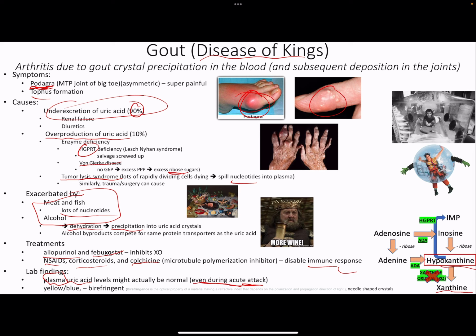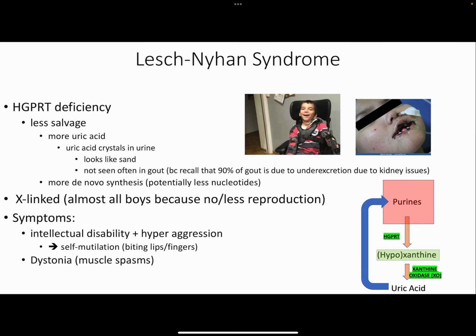Also, you'll see yellow-blue needle-shaped crystals that have a negative birefringence, which is this test they do where the refractive index of something varies depending on the polarization of light. You don't need to understand the physics of it too much. Just yellow-blue, needle-shaped crystals, negative birefringence.